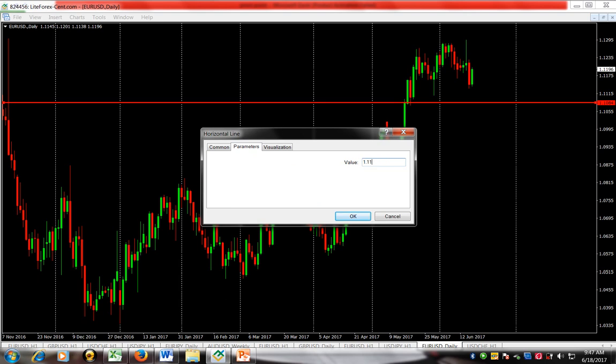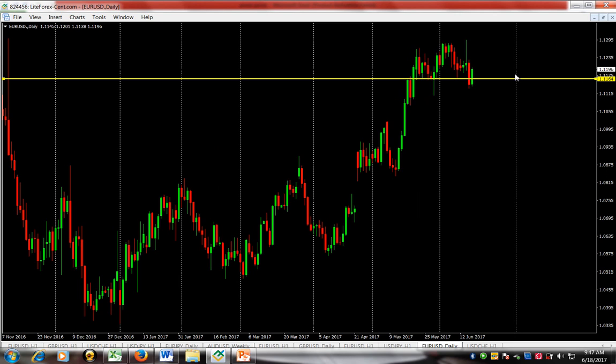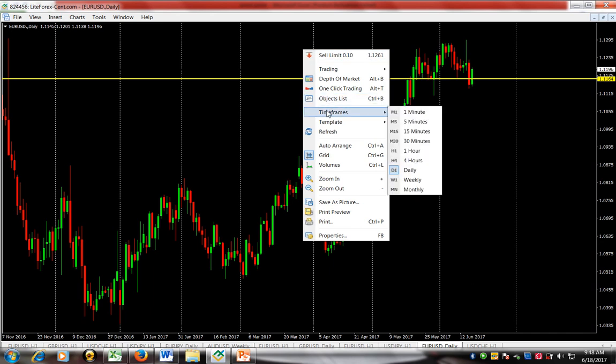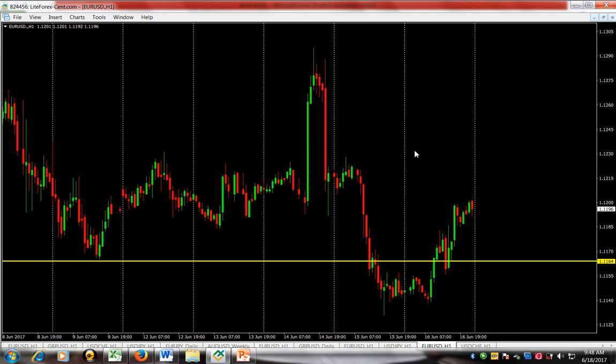1.1164. That's our pivot point. So once we've done that, since we are looking at daily charts, daily pivot points, we have to switch our chart to daily into 1 hour. Since we have gotten our pivot point, we switch down to 1 hour so that we can have the idea of what has been happening.